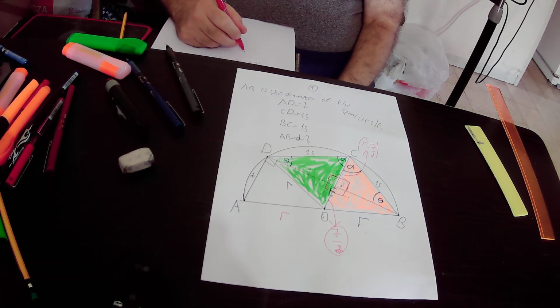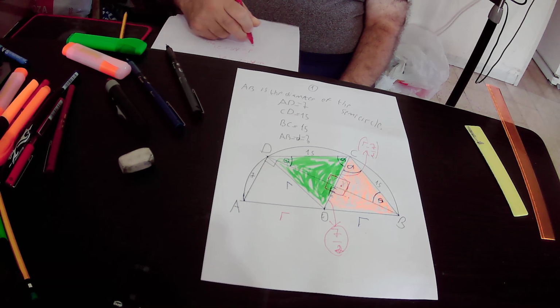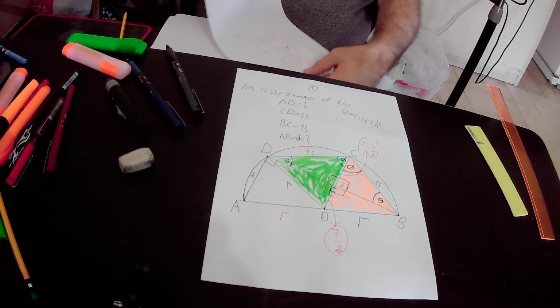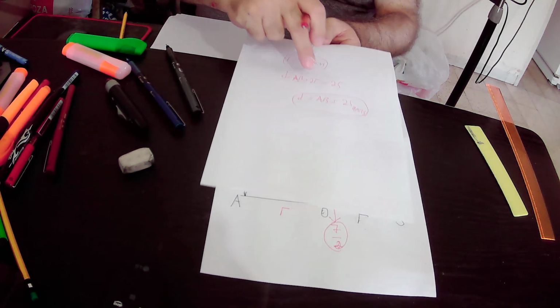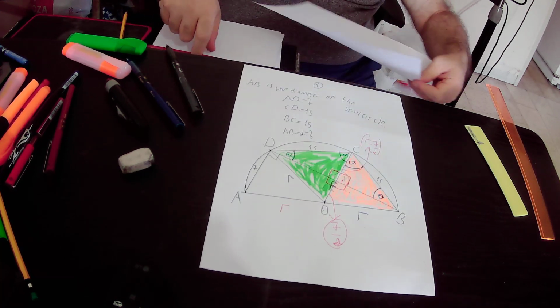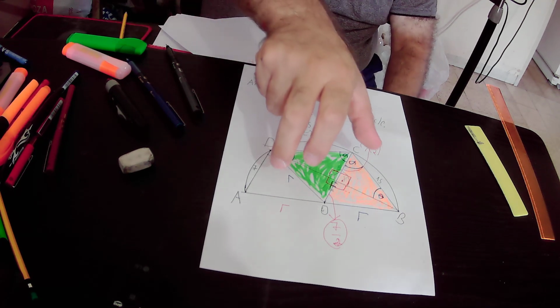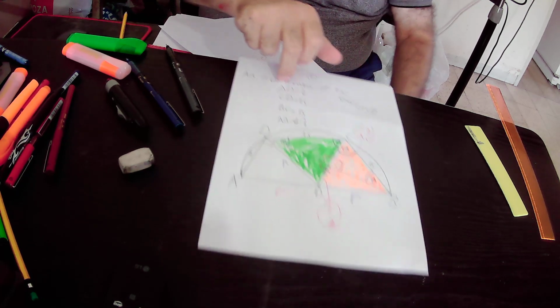So we found out that the diameter of the semicircle, AB, equals 25 units. So that is the answer to the question: the diameter of this semicircle equals 25 units, so AB equals 25 units.